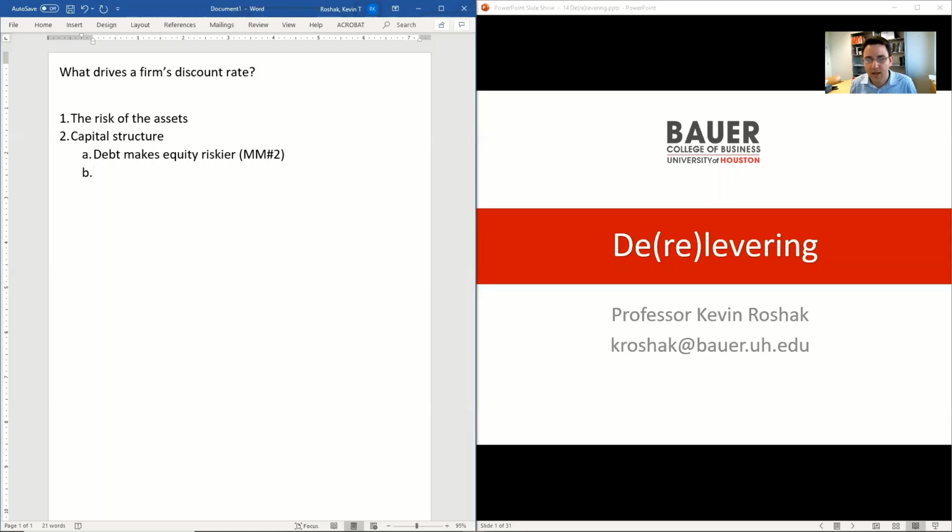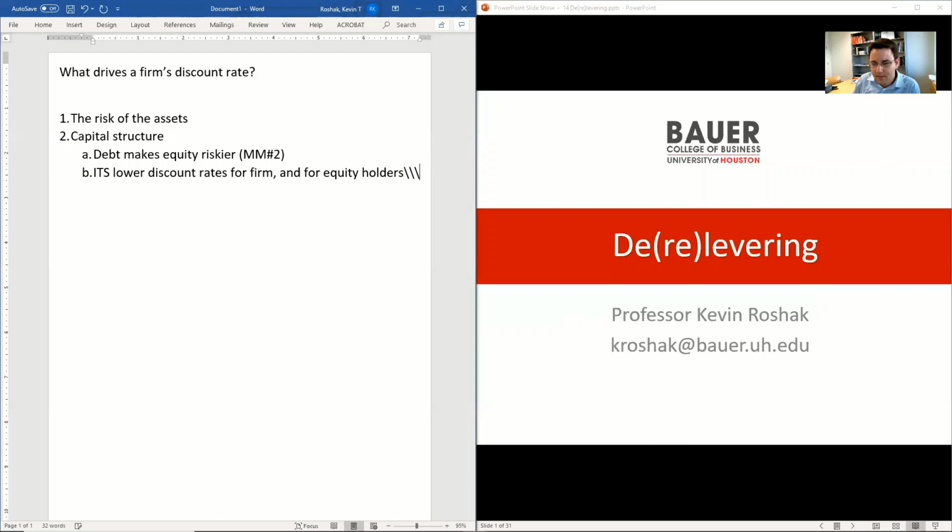And then we started thinking about taxes, and we said that interest tax shields are good. Interest tax shields end up lowering the discount rate for a firm because that's valuable for their investors, right? They like to get these tax shields. This benefits the firm, but it also benefits equity holders. Equity holders like tax shields, they can get paid from that as well. So interest tax shields lower the required return for equity holders potentially.